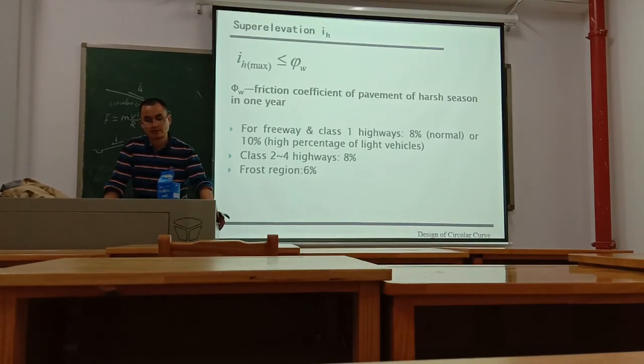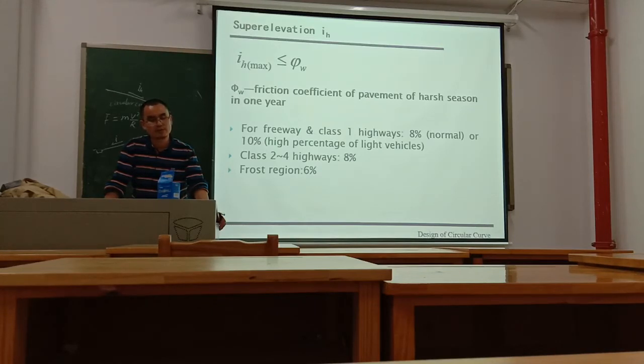For freeway and class 1 highway, 8% normal, or 10% on the condition of high passenger or light vehicle. For class 2, class 3 and class 4 highways, the maximum value of IH is 8%.